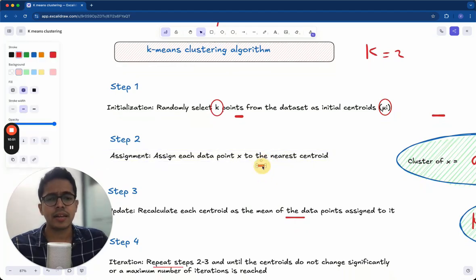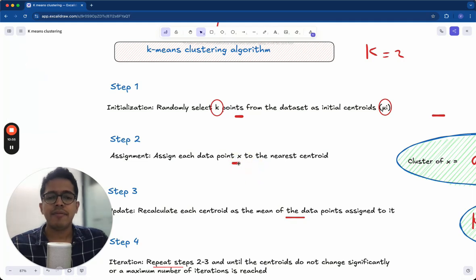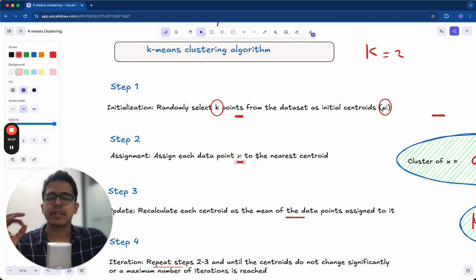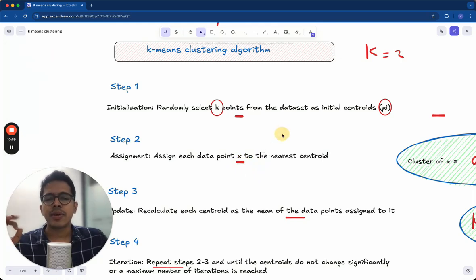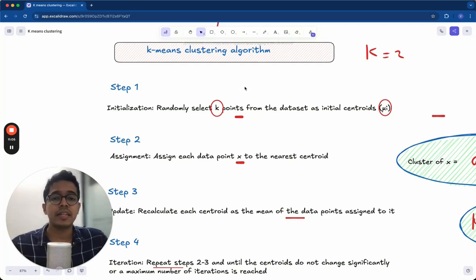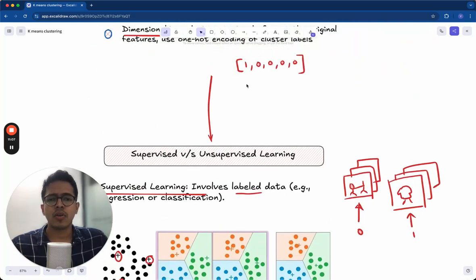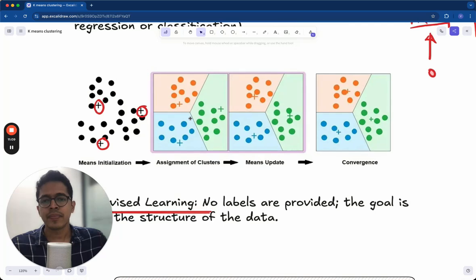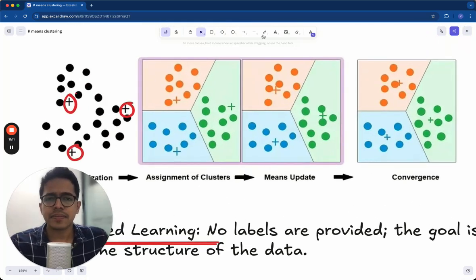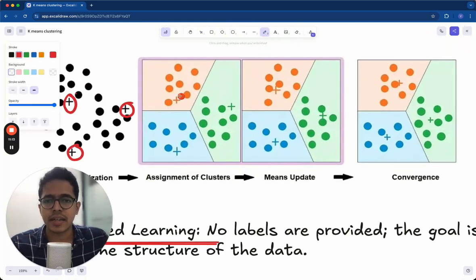The second step is assigning data points to each centroid. So if you have centroid 1 and centroid 2, every data point in the graph you can assign to either centroid 1 or centroid 2 based on the distance. So let's just go back to maybe this example. Here, if we say that these three pluses are the centroids, this and this are the centroids.